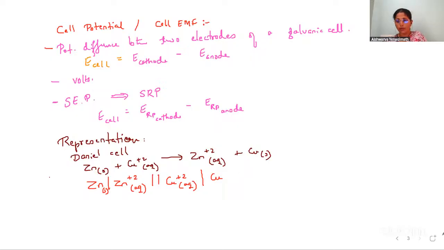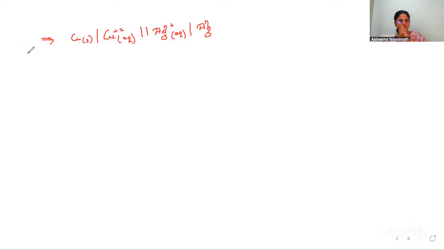I'll give you an example. The example is something like this. Copper solid bar Cu plus 2 in aqueous, double vertical line, Ag plus in aqueous bar Ag. So this is my cell representation. What do you understand from this?